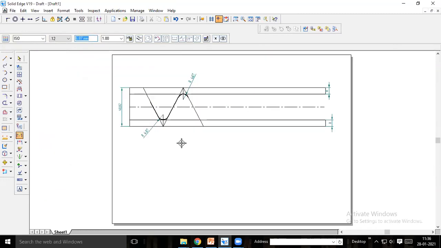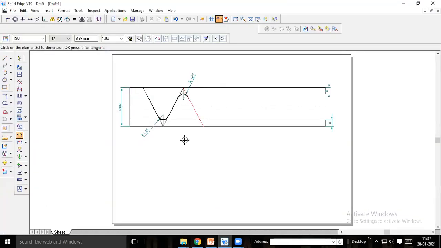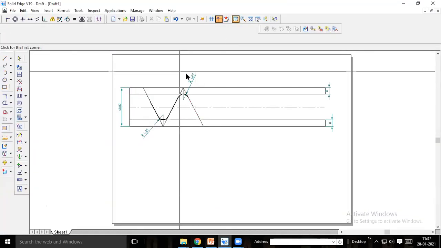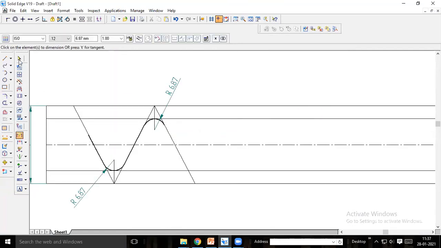This radius is 0.137329 P value. In the system, if you draw only up to this much it is sufficient, then you can copy and paste it.